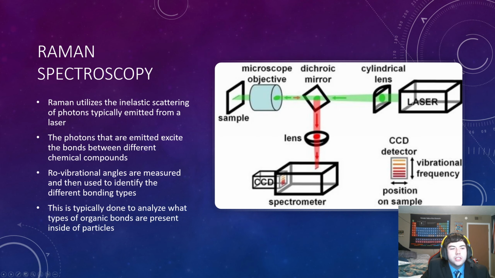We've got the Raman spectroscopy. Raman utilizes the inelastic scattering of photons emitted from a laser. The photons that are emitted excite the bonds between the different chemical compounds, and the vibrational angles are measured and then used to identify the different types of bonding. This is typically done to analyze what types of organic bonds are present inside of our particles. You can also see other types of bonds, like metallic bonds, basically any type of bond between elements.